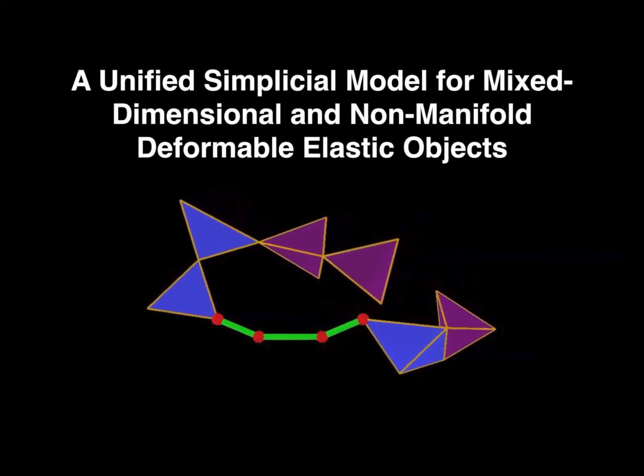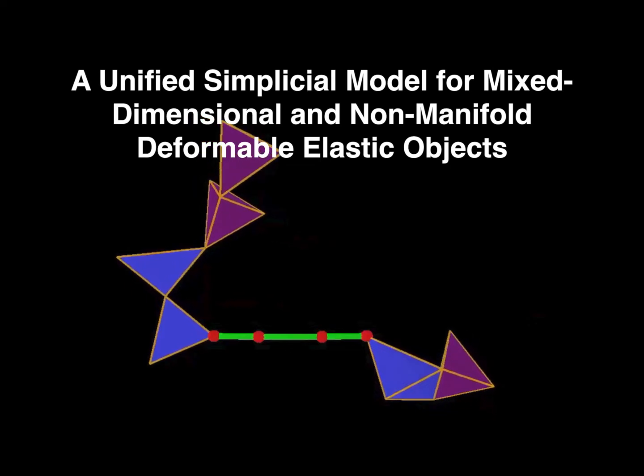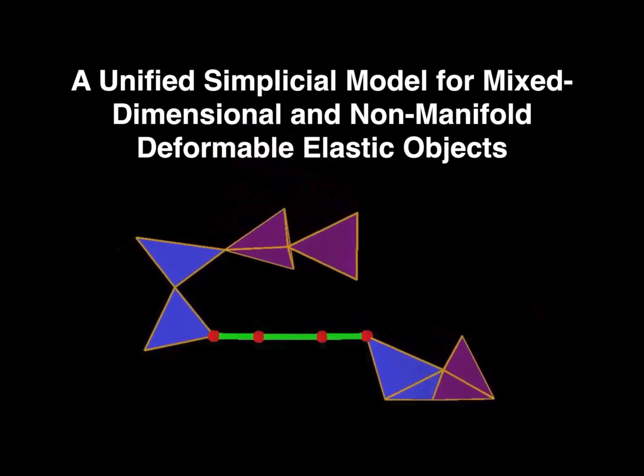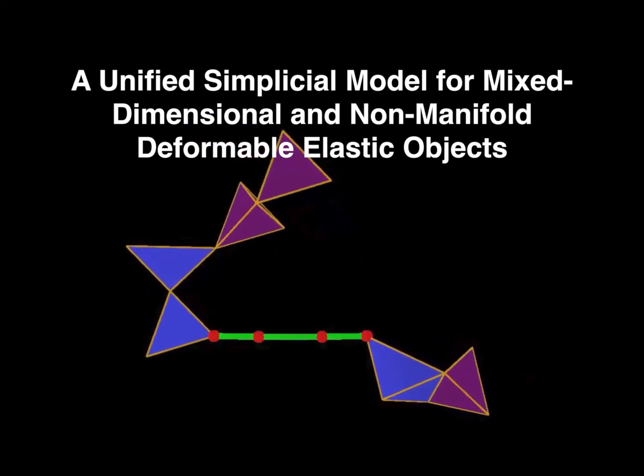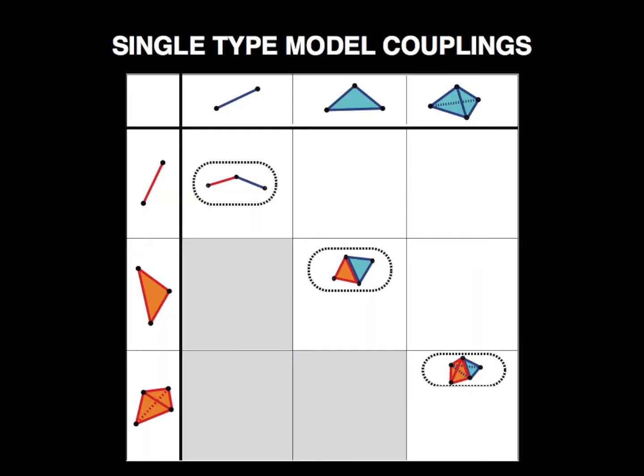We present a unified simplicial method for simulating potentially non-manifold deformable objects whose components consist of various dimensions, that is, a mixture of 1D rods, 2D shells, and 3D solids. Standard elastic models focus on elements of a single type.